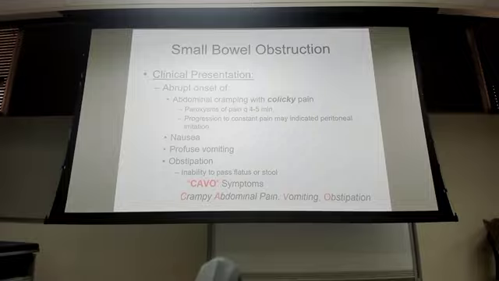How does it present? CAVO symptoms. Board question, right? They're not going to say CAVO, but you should know: crampy abdominal pain, vomiting, and obstipation. What's obstipation? Constipation is you can't pass stool. What's obstipation? No gas, no stool, just obstipation. So you can't pass stool and no flatus. So crampy abdominal pain, vomiting, obstipation from a patient is going to lead you down the road of small bowel obstruction.